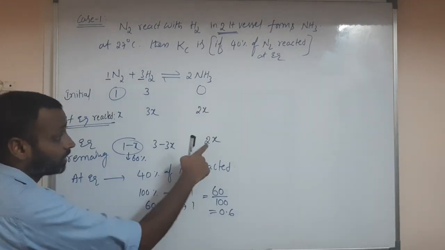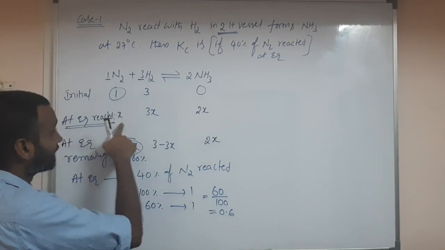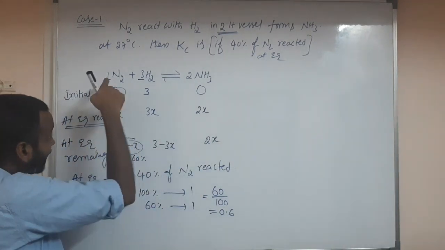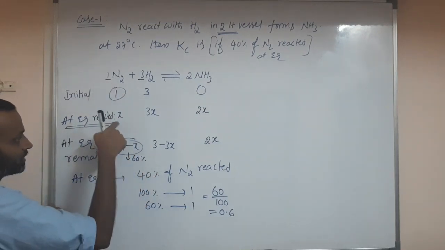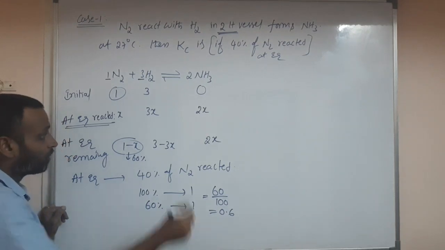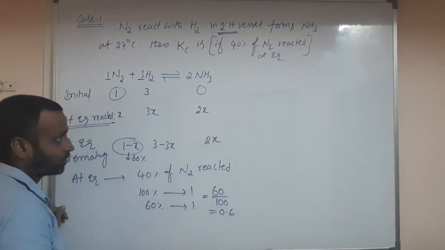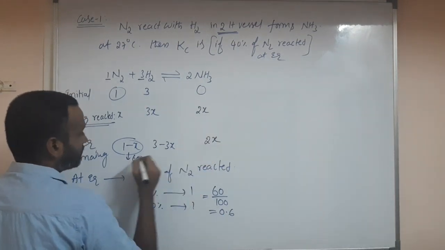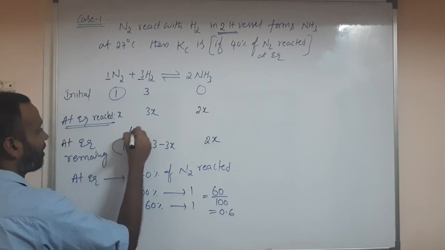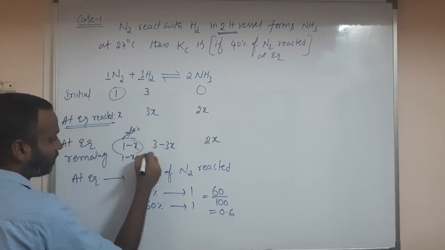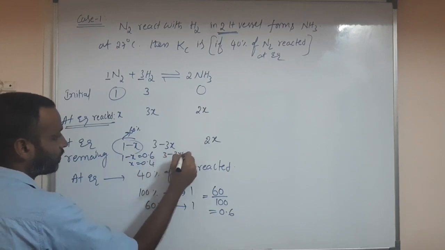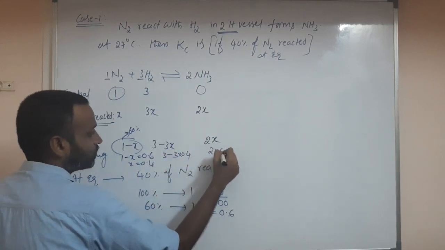40% reacted. Don't think 40% is 2x. No, because x moles is giving 2x moles, and how could this 2x be 40%? N2 reacted 40%, so this x reacted. So 40% is x, and 1 minus x is the 60%. So 1 minus x is 0.6, then x is 0.4. So this one is 3 minus 3 into 0.4, and this is 2 into 0.4.